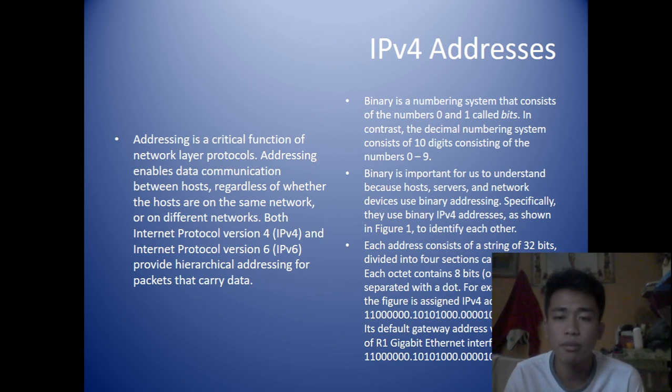Binary is a numbering system that consists of the numbers 0 and 1, called bits. In contrast, the decimal numbering system consists of 10 digits, the numbers 0 to 9. Binary is important for us to understand because host servers and network devices use binary addressing. Specifically, they use binary IPv4 addresses, as shown in figure 1.